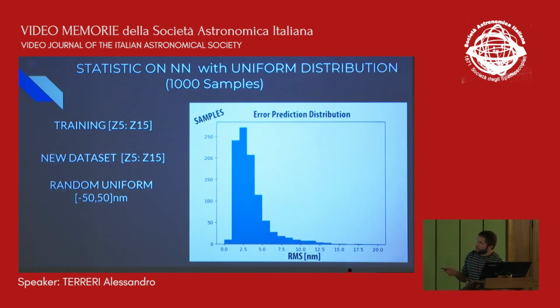To answer this question, we created a new dataset composed, even in this case, going from zeta 5 to zeta 15 in Zernike, random uniform, as we saw. So it's a copy, if you want, of the test set. And in this way, studying the prediction error, we have that the RMS is around 2.53 nanometers.